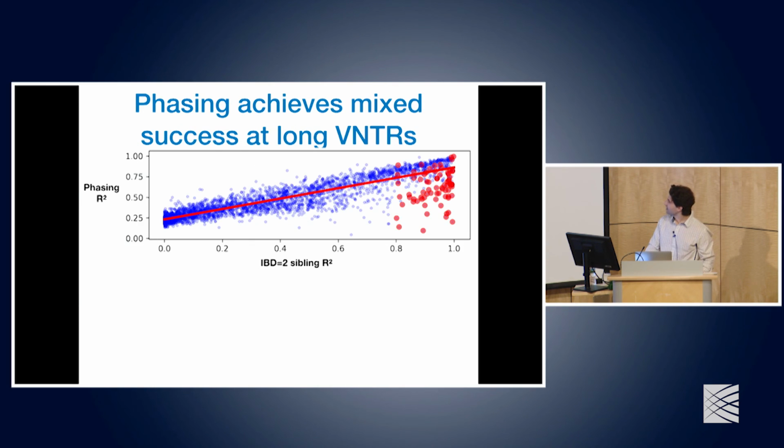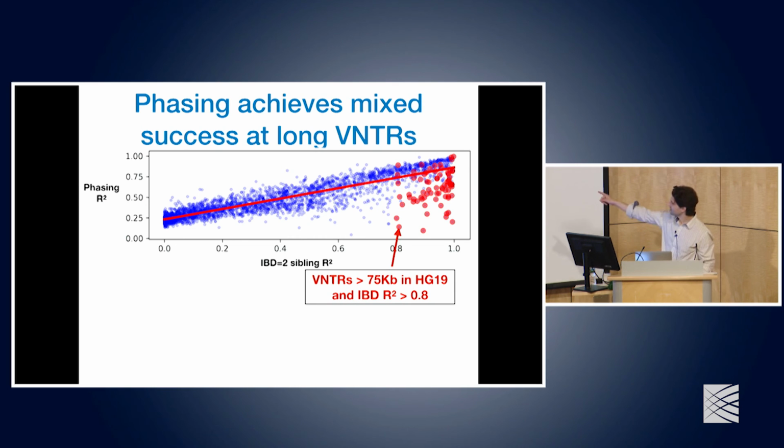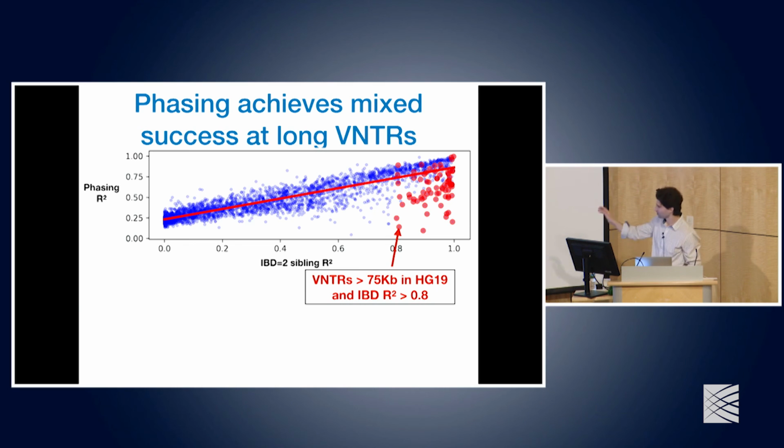We also had mixed success at long VNTRs. Here's the same plot, just squished, that I showed earlier of IBD2 sibling R-squared versus phasing R-squared. I've highlighted in red the VNTRs we expect to do well on, that have a high IBD2 sibling correlation, but the VNTRs are also long in the human reference genome. You can see they're all over the map, and they account for a lot of the VNTRs in our bottom right corner.